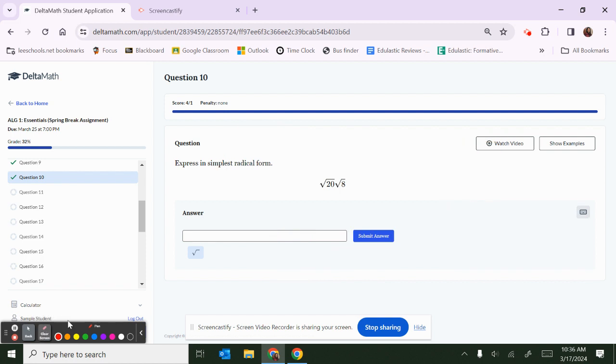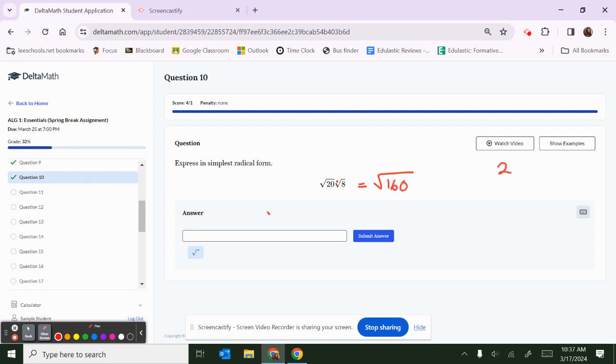Okay? So again, guys, it says express the simplest radical form. This is a square root. This is a square root. Can we multiply them? Yes, we can. All right. So when I multiply 8 times 20, I get square root of 160. Okay. So let's simplify that square root of 160.